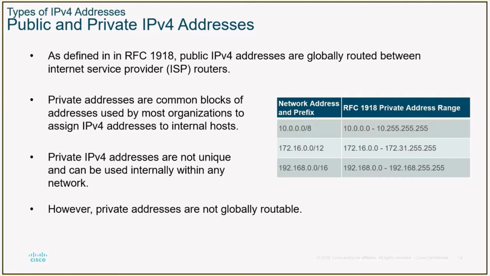And of course, the way that you can connect to the internet is your router does NAT, which I think we've mentioned at least briefly previously as well. Network address translation. We will go into more depth later. Private addresses are not unique and can be used internally within any network. However, private addresses are not globally routable, which means you can't connect to the internet. ISPs should block every packet that has a source or destination address of those ranges.